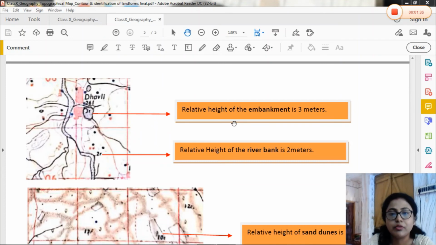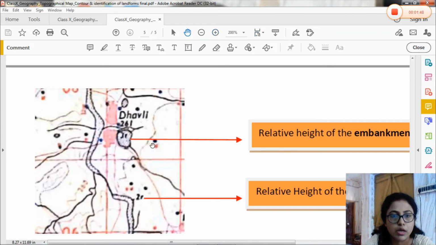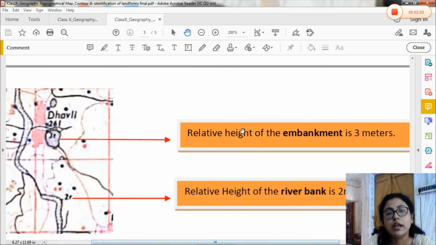So let us take a few examples. The first one is, see here, just beside the dry tank. This is the feature of the dry tank, and beside this dry tank, one comb-like feature you can observe. I am just zooming once. See the comb-like feature here. It is written 3R. So what is the meaning of this 3R? It shows the relative height of the embankment of the dry tank is 3 meters.